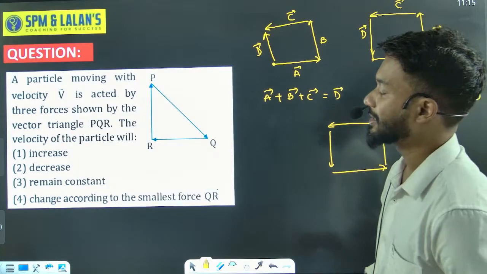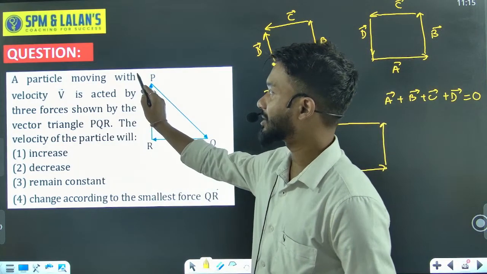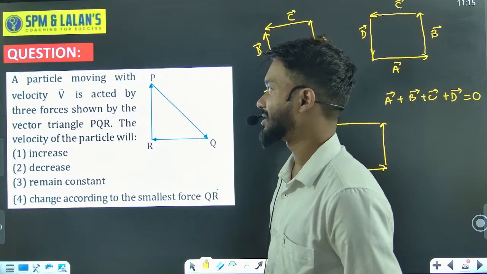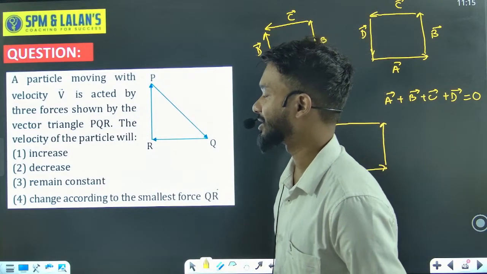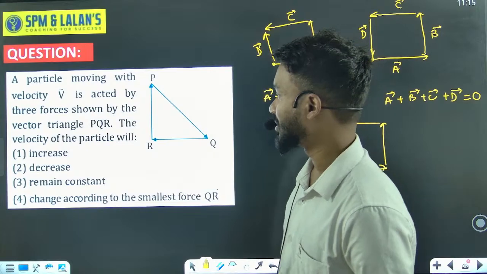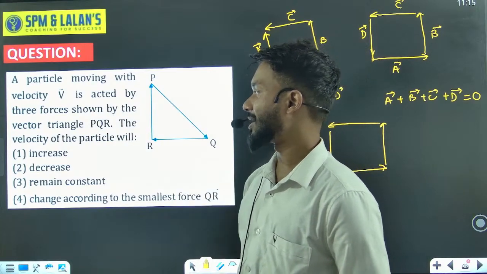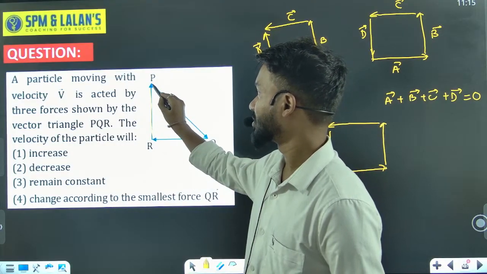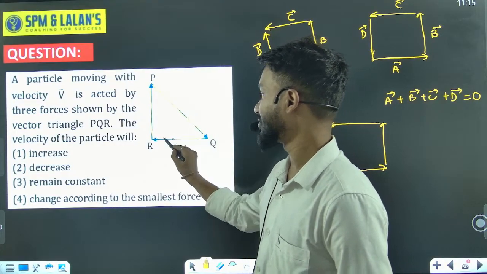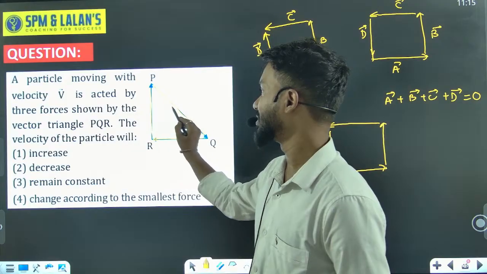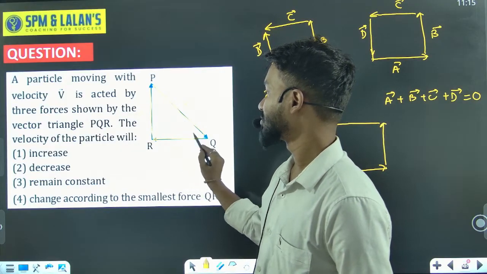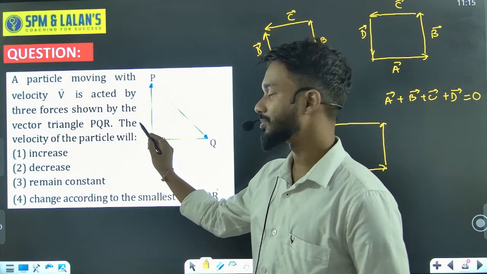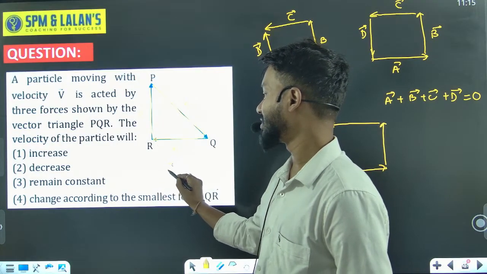Now you see in this question, a particle is moving with velocity v and is acted upon by the forces shown in the vector triangle PQR. All these are forces. This is one force, this is another force, this is another force. If I write this is P, this is Q, this is R, all of them form a closed loop. In that case, the resultant will be 0.